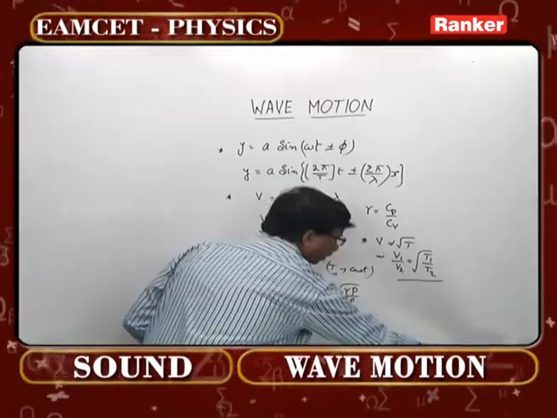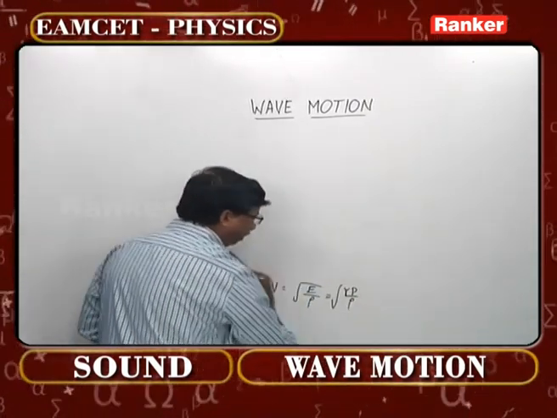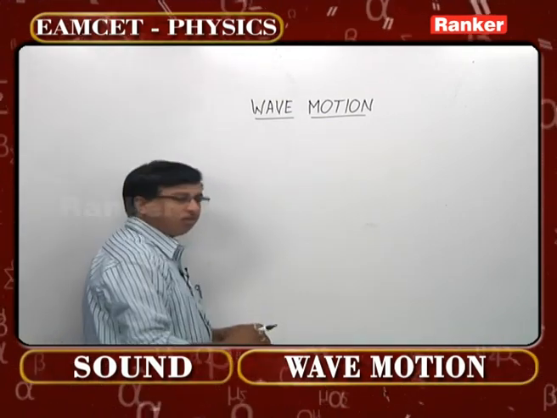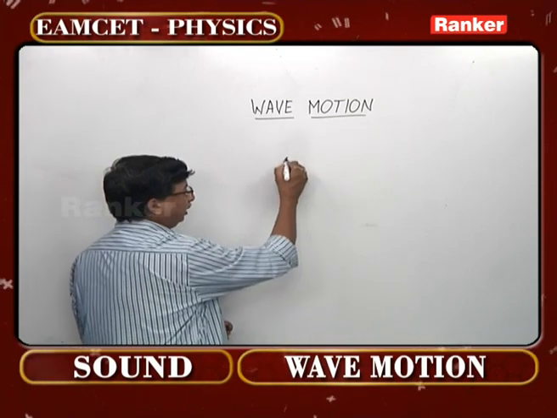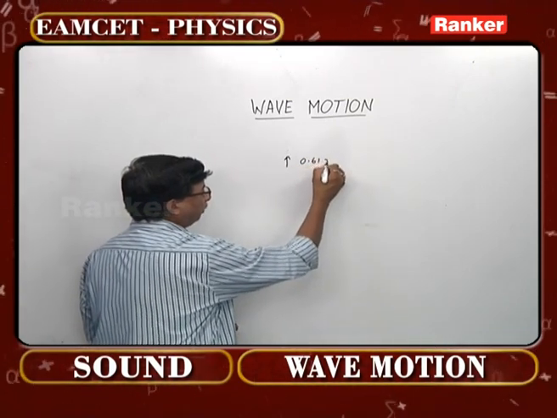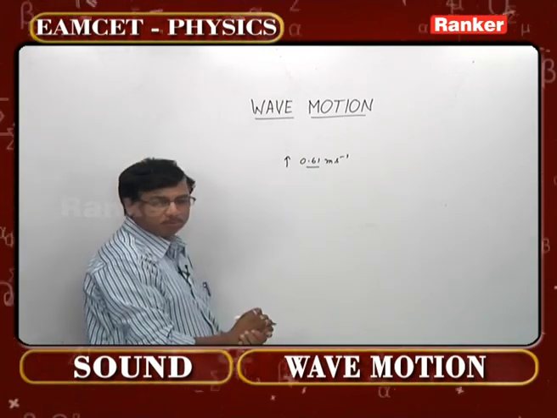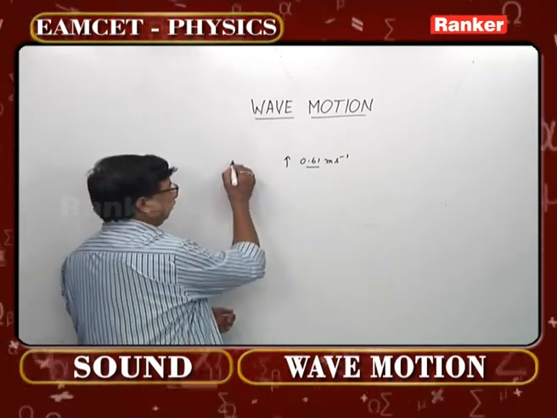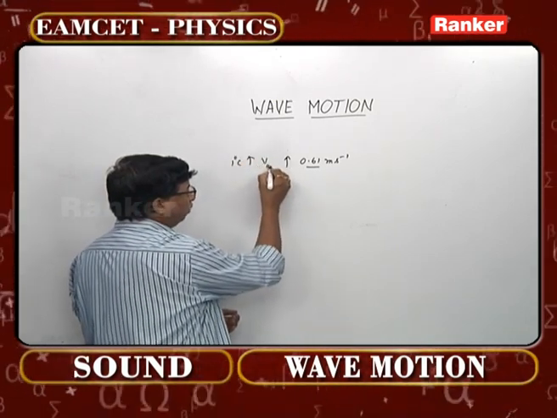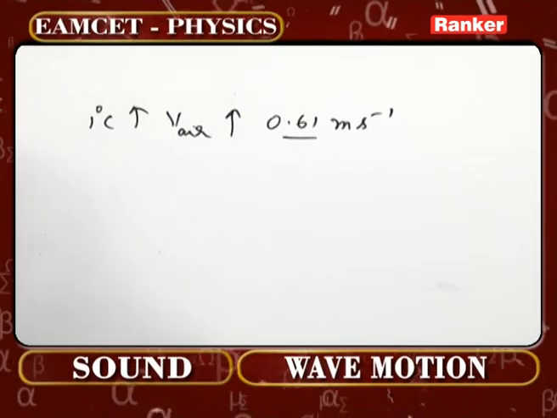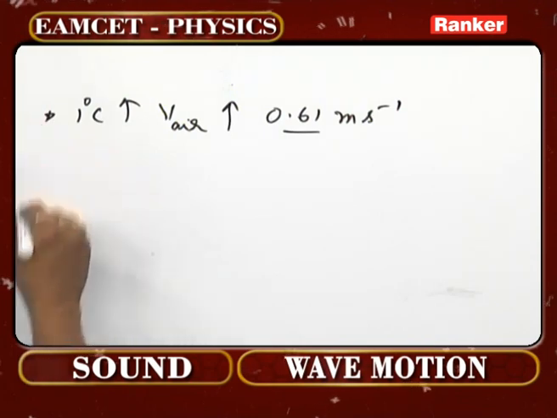Here there is one theoretical concept they can also ask you. For every 1 degree centigrade rise in temperature, the velocity of sound, particularly in air, increases by around 0.61 meter per second. This is a result one should remember. I once again repeat, for every 1 degree centigrade rise in temperature, velocity of sound in air increases by 0.61 meter per second. So this is a direct relation.